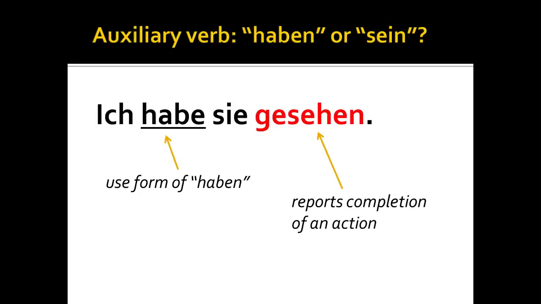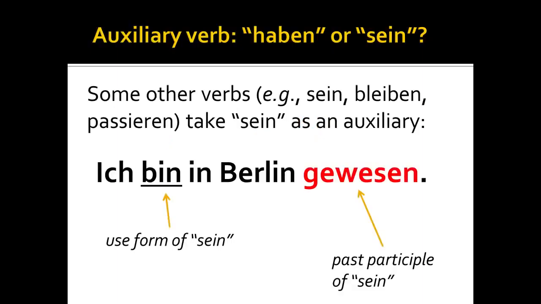Finally, there are a few instances where maybe it's less clear that you have to use sein. Some verbs, for instance, like sein itself, bleiben, to remain, or passieren, it happens or occurs to, automatically take sein as an auxiliary. For instance, the sentence you see on the screen, ich bin in Berlin gewesen. I have been in Berlin. Now, there's no motion involved. There's no change of condition. Gewesen is the past participle of sein. And since it is the past participle of sein, I have to use some form of sein as the auxiliary verb.